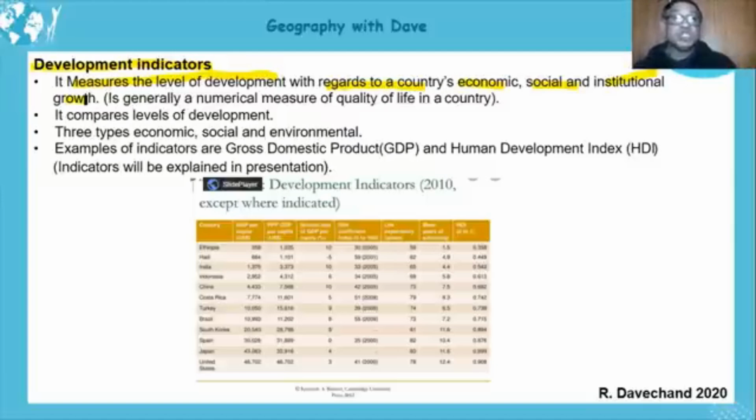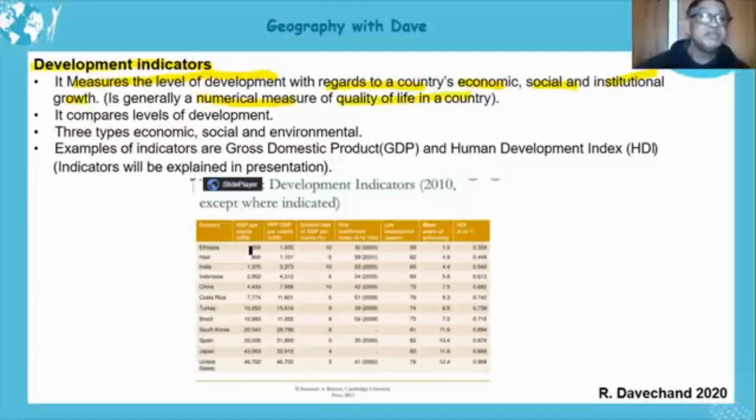Social, you understand, the health of the people, the death rate, the birth rate, all these things we start looking at. Then the institutional growth of infrastructure, institutions, whether it's universities, colleges, whatever, we do all that. And generally, it's a numerical measure of the quality of life.